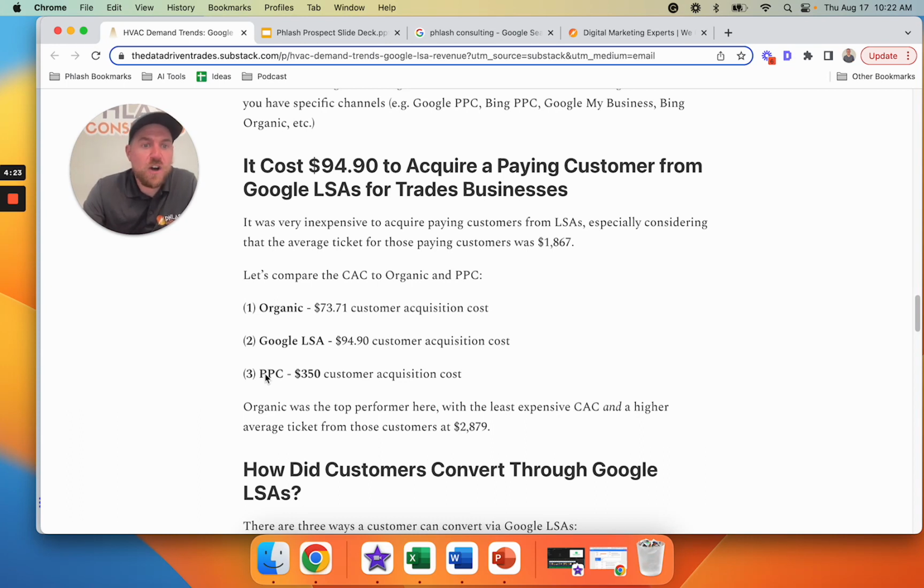The other one is on your website. If you don't have the correct call to actions, whether it's a chat widget, online scheduling, estimate calculator, pop-ups, whatever, then you're going to be driving traffic to your site and you're not going to get as many leads for this amount of cost. And so that's going to drive up your PPC customer acquisition cost.